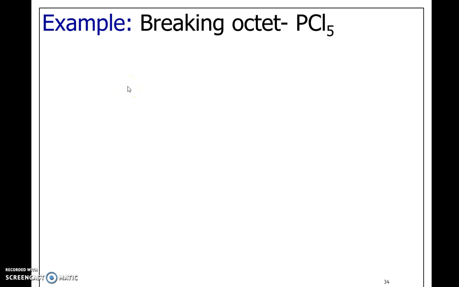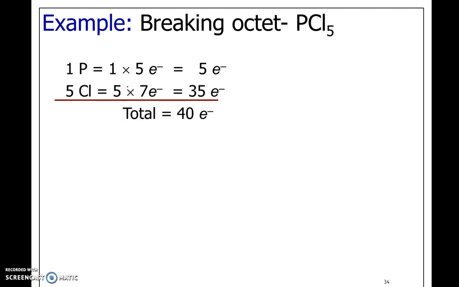So if you look at obeying all the rules or all the lists that we talked about, the first thing, no matter what you're dealing with, is calculating total valence electrons. Here we see that phosphorus is in group 5. There's 1 of them, so you have 5 electrons from that. You have 5 chlorine atoms. Each chlorine is from group 7, so you have 7 valence electrons. So you have a total of 40 valence electrons that you must account for.